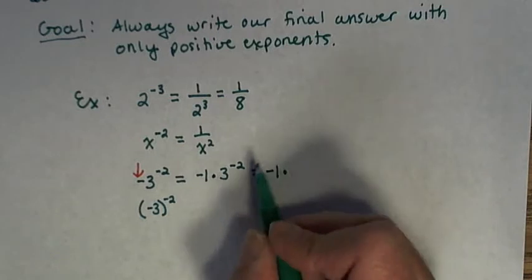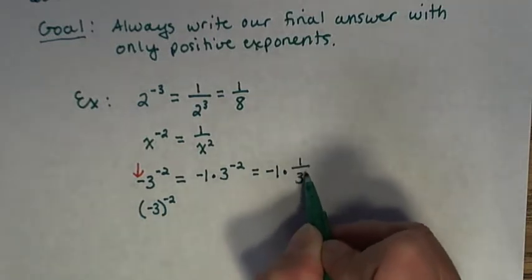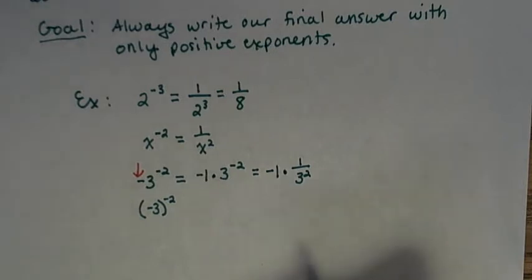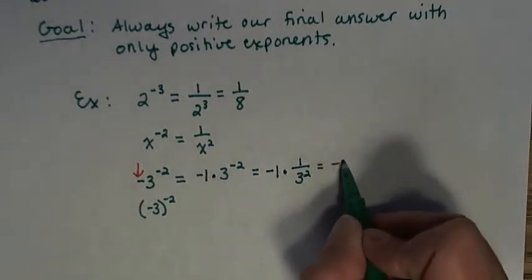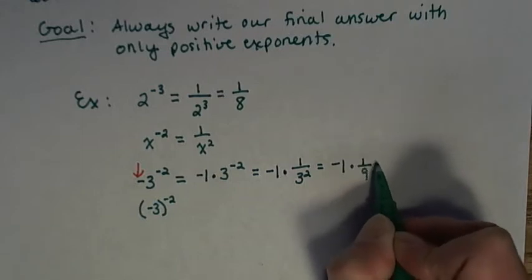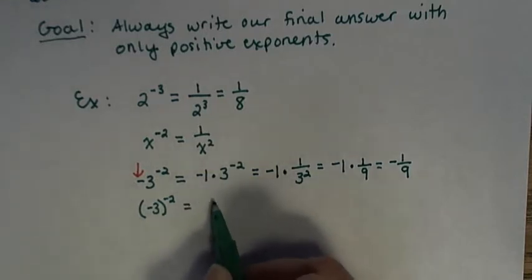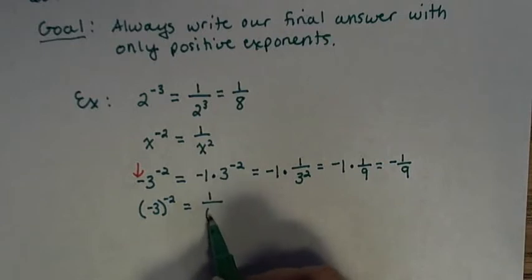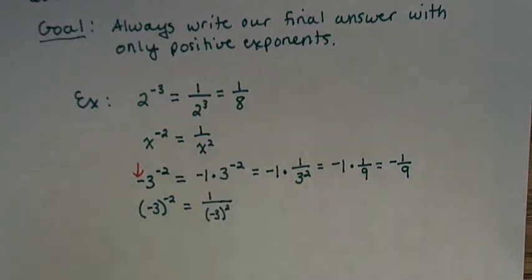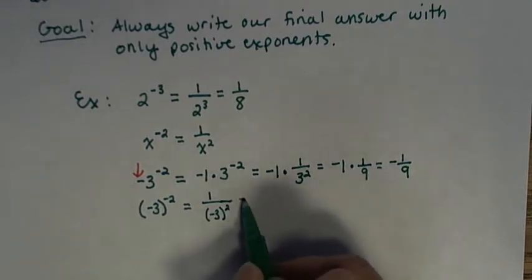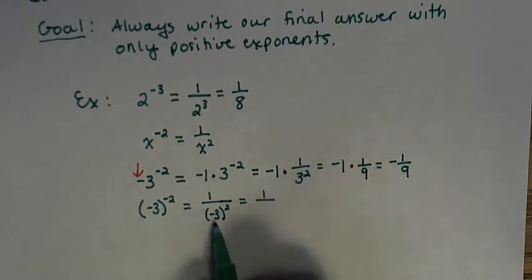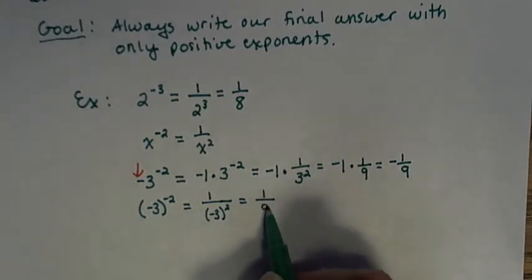Again, I have negative 1 times, this becomes 1 over 3 raised to the positive second power, and I end up with negative 1 times 1 over 9, which will give me a negative 1/9. Now this next one here that I wrote down, where I have negative 3 raised to the negative second power, is actually going to become 1 over negative 3 squared. So notice the negative is staying with the 3 in this particular problem. So that becomes 1 over, now negative 3 times negative 3 is positive 9.